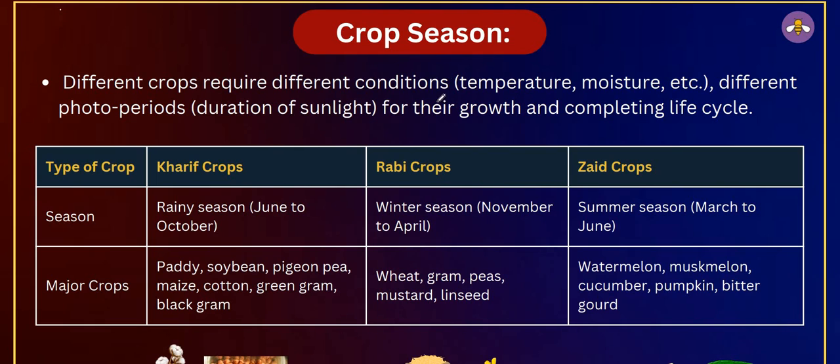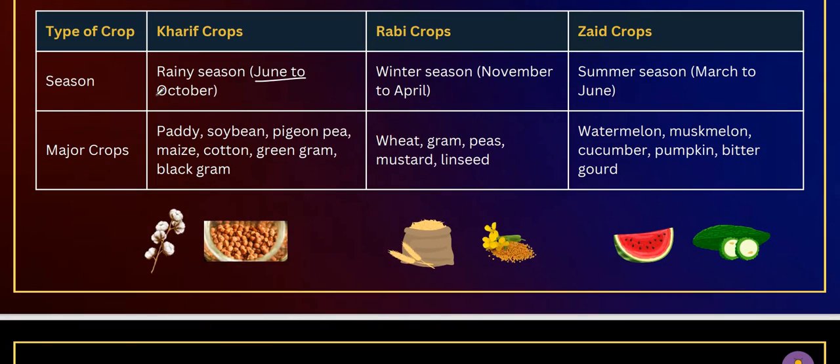So see, the rainy season consists of how many months? June, July, August, September, October. It consists of 5 months. So within these 5 months, crops like paddy and others grow. The crops such as watermelon, muskmelon, cucumber, pumpkin, bitter gourd are all grown in the summer season. Okay, so that was all about that.